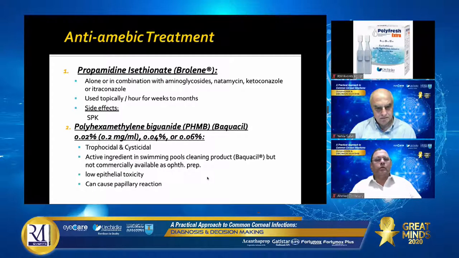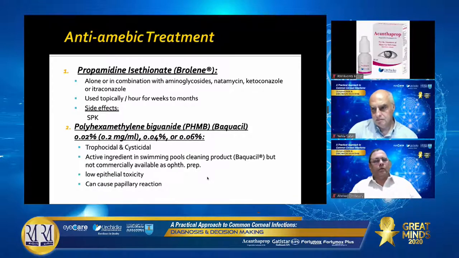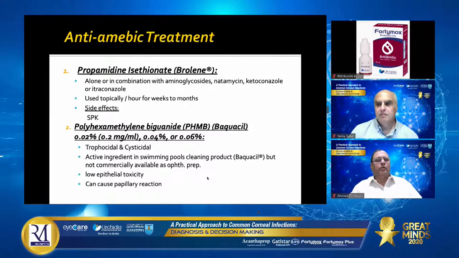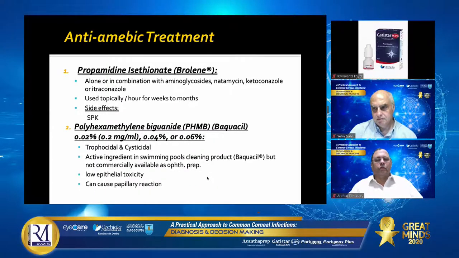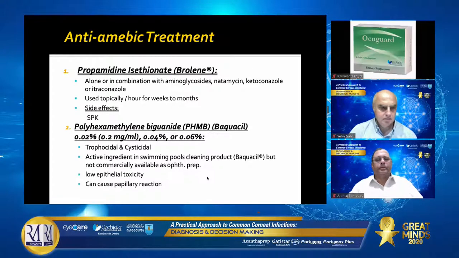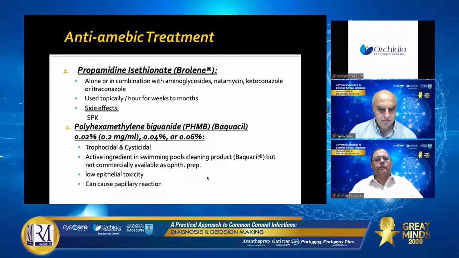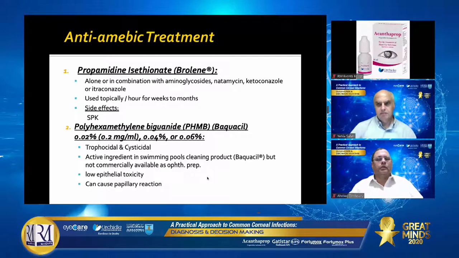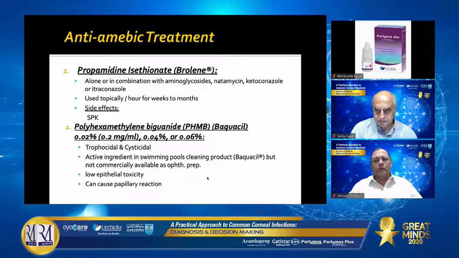The other important anti-amoebic drug is polyhexamethylene biguanide, PHMB, famous by the trade name Baquacil. You can give it as 0.02%, 0.04%, or 0.06%. It is trophocidal and cysticidal, so it is actually a very potent drug. It is an active ingredient in a swimming pool cleaning product called Baquacil, and it is not commercially available as an eye drop. It has to be prepared. It can also cause pupillary reaction and toxicity.